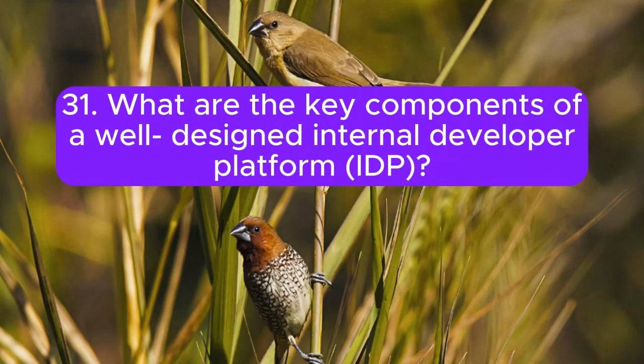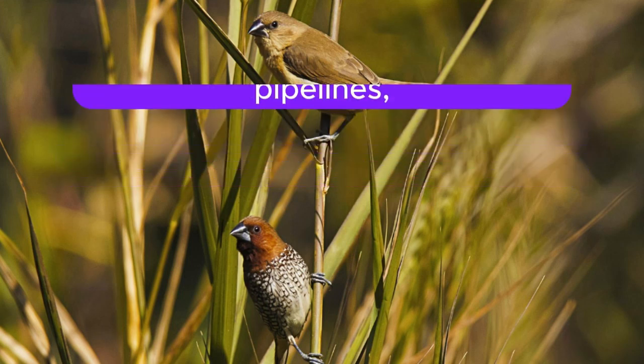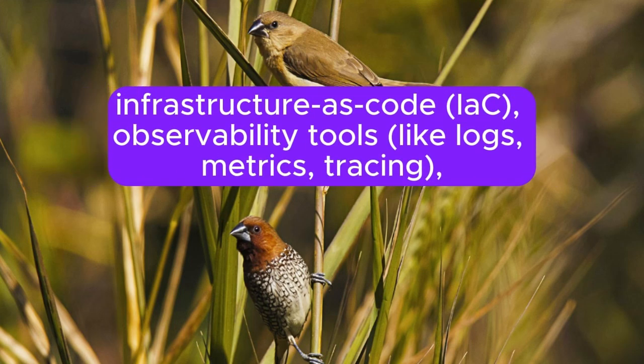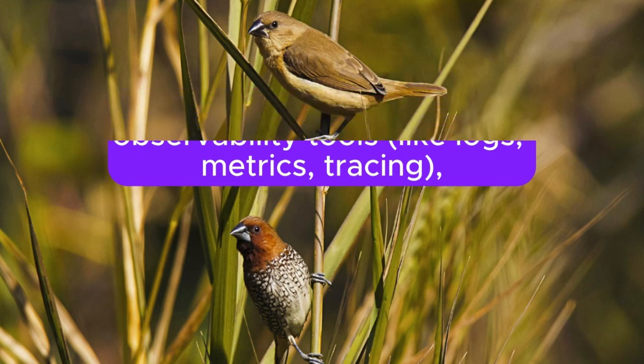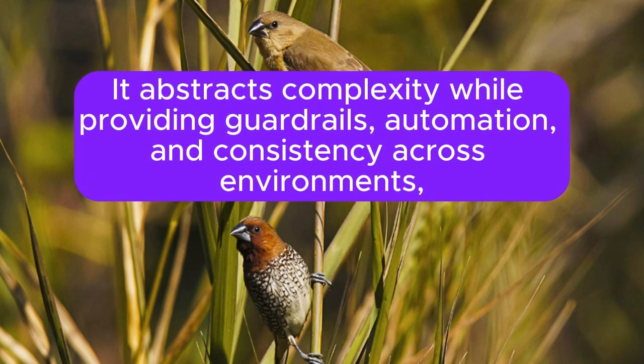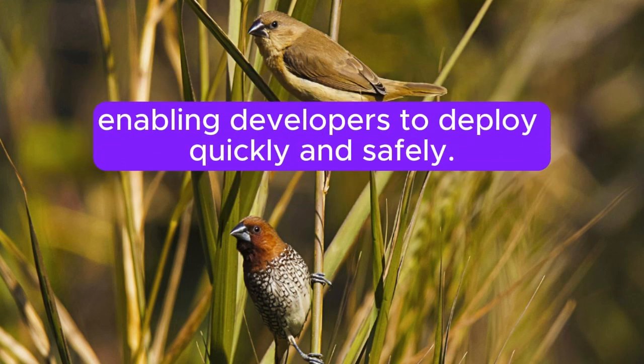31. What are the key components of a well-designed internal developer platform, IDP? Answer: a well-designed IDP includes self-service deployment pipelines, infrastructure as code (IaC), observability tools like logs, metrics, tracing, secret management, security integrations, and standardized environments. It abstracts complexity while providing guardrails, automation, and consistency across environments, enabling developers to deploy quickly and safely.